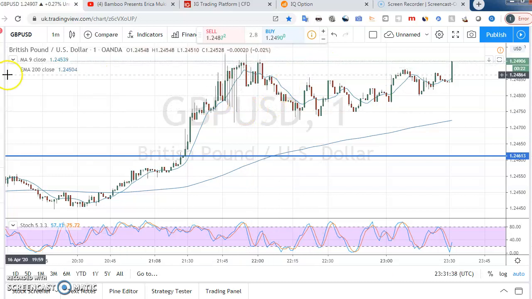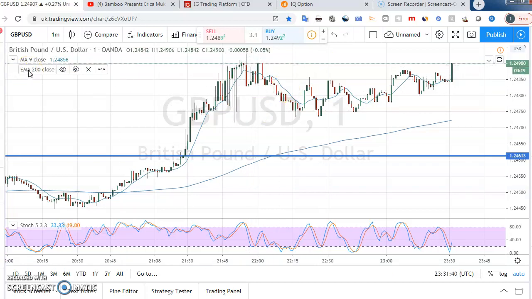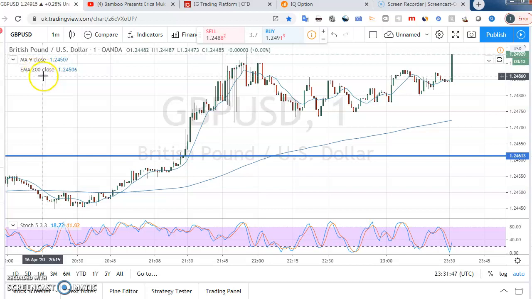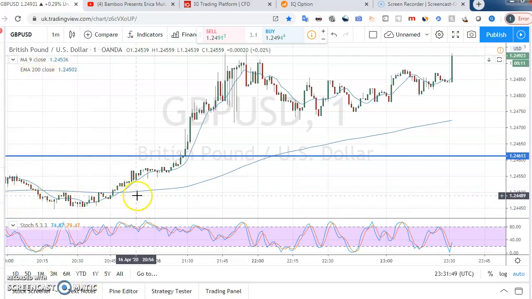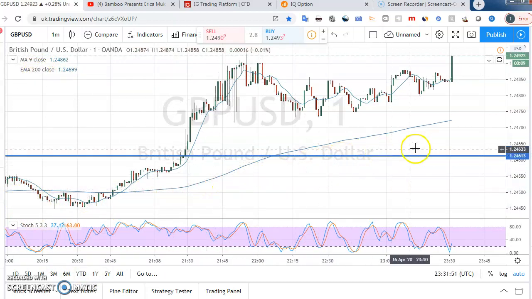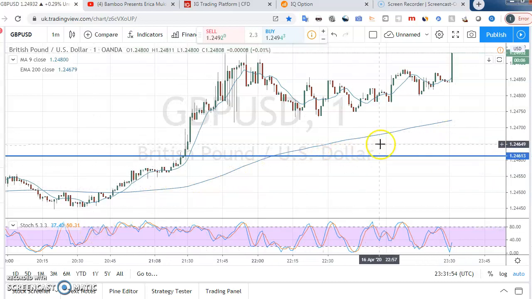If I have an EMA 200, that's a moving average. You can go to indicators and find that there. So set it to 200. That's this blue line, this curved line going in the middle.